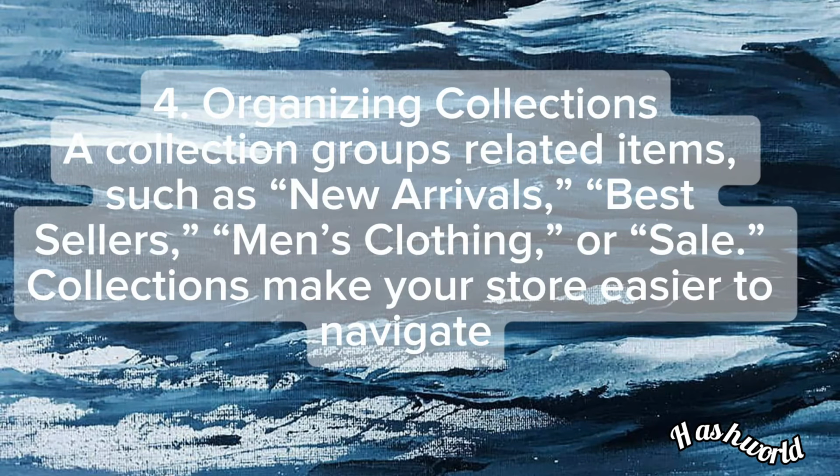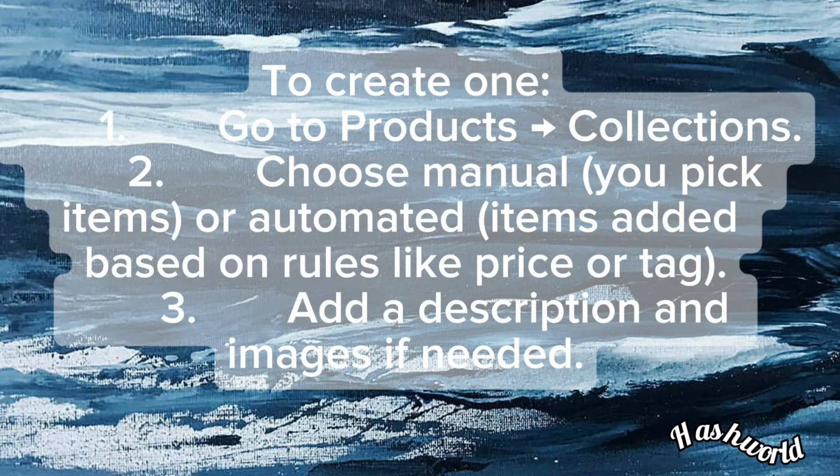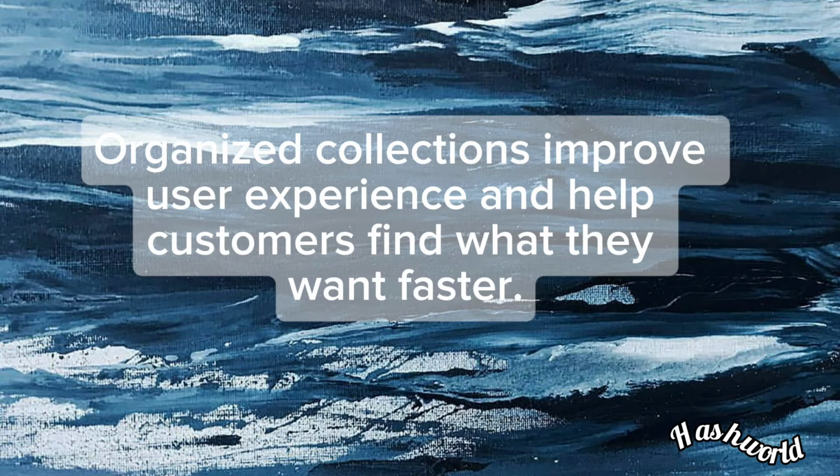For organizing collections, a collection groups related items, such as new arrivals, best sellers, men's clothing, or sale. Collections make your store easier to navigate. To create one, go to Products, then Collections. 2. Choose manual, where you pick items, or automated, where items are added based on rules like price or tag. 3. Add a description and images if needed. Organized collections improve user experience and help customers find what they want faster.